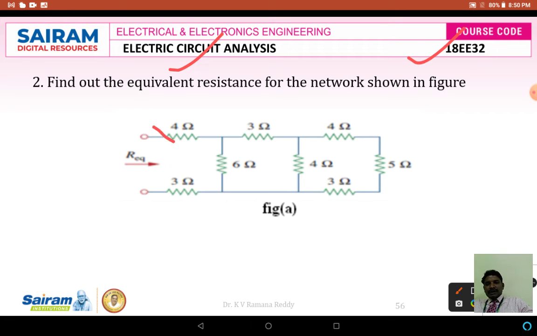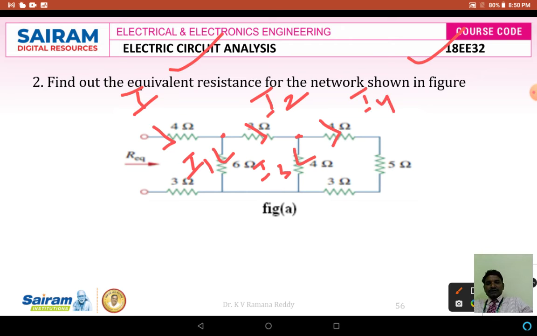Just imagine the current I is there. This current I is divided into two currents, namely I1 which is flowing through 6 ohms, and I2 which is the current flowing through 3 ohms. Again this I2 is divided at this node. One current I3 is flowing in 4 ohms, and I4 is the current which is flowing through this 4 ohms, 5 ohms and 3 ohms.